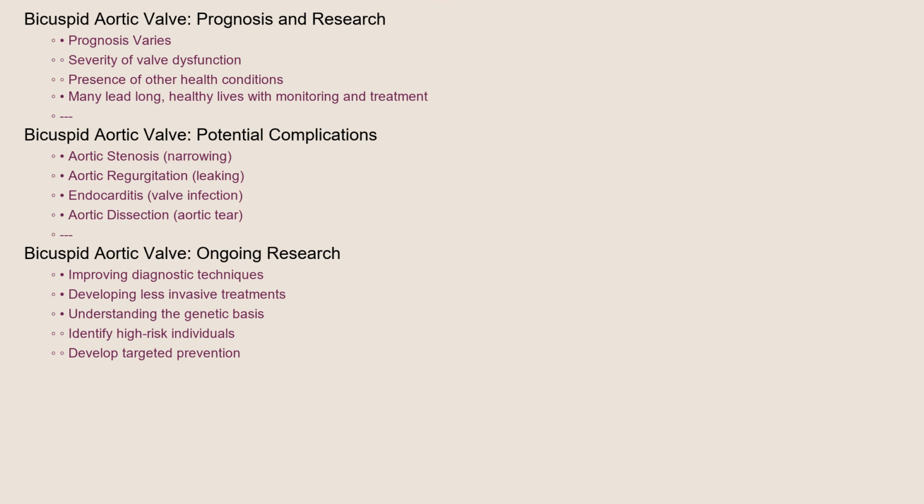Ongoing research is focused on improving diagnostic techniques, developing less invasive treatment options, and understanding the genetic basis of BAV to identify individuals at higher risk and develop targeted prevention strategies. For example, research into biomarkers that predict valve deterioration is ongoing, as is research into better surgical techniques for valve repair. These advances aim to improve the long-term outcomes for individuals with bicuspid aortic valve.